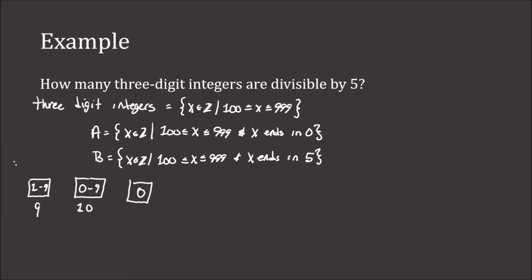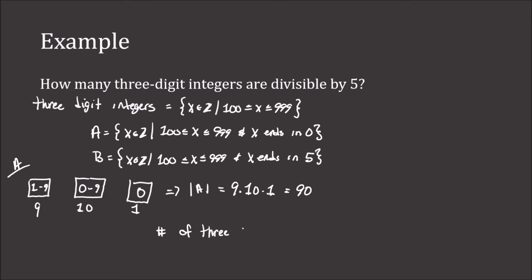So we're looking at A first. Well, there's only one choice for that. Thus, the number of elements in A is equal to 9 times 10 times 1, which is 90. And we can do a similar argument with B, right, just by changing this last part to a 5, but there's still 90.